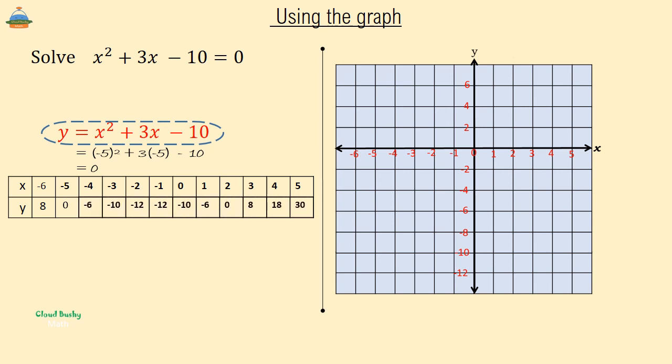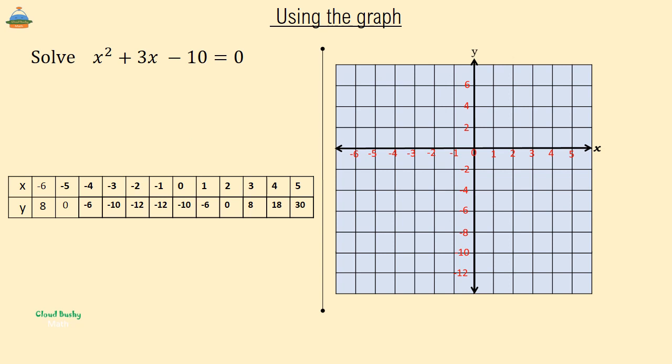Now, we can use the values from the table to draw a graph. That is the graph for y is equal to x squared plus 3x minus 10. Now, on this Cartesian plane, the vertical line, the line that is going up and down, is the y-axis. So we have here y. The horizontal line is the x-axis. It has the x values. So we have here x.